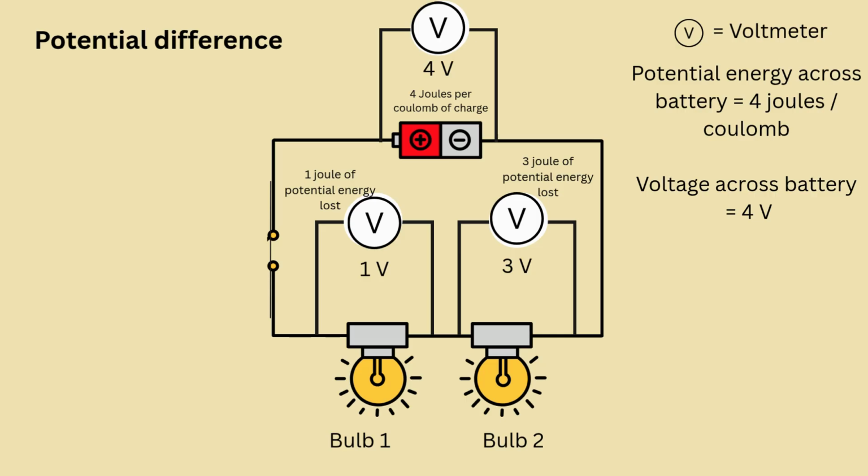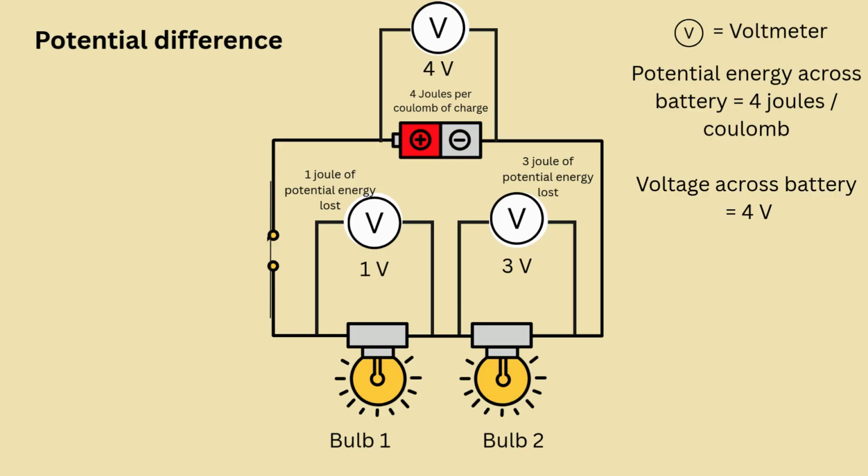The potential difference across the battery can be measured using a voltmeter. Another definition of potential difference or voltage across the terminals of the battery is a measure of the difference in potential energy per unit charge between 2 points in the circuit. Potential energy is measured in joules.